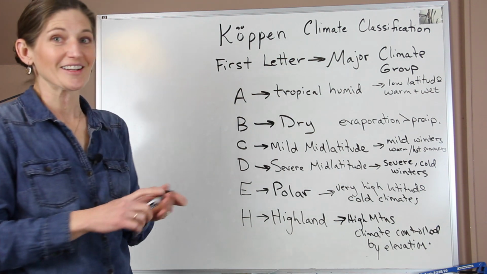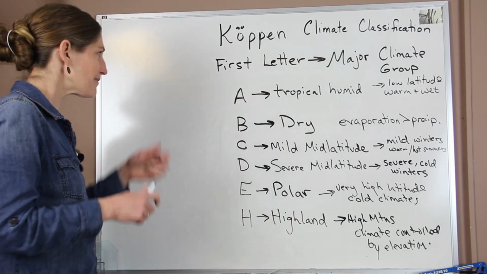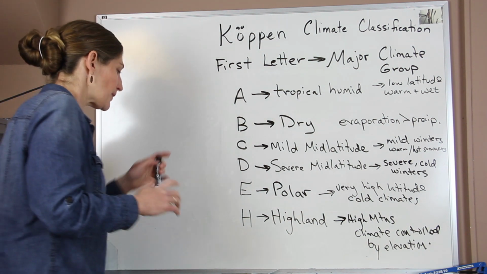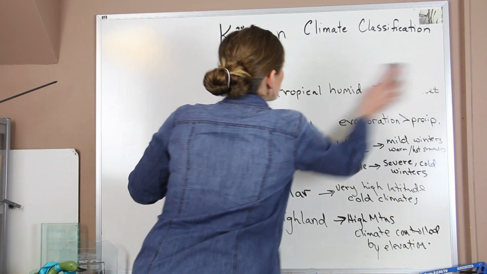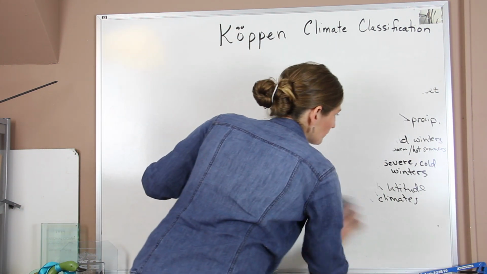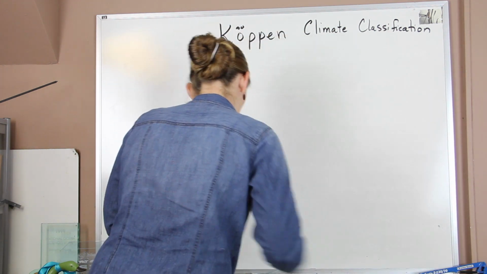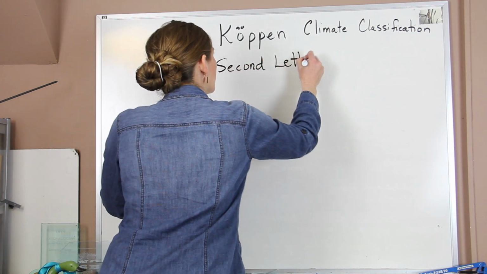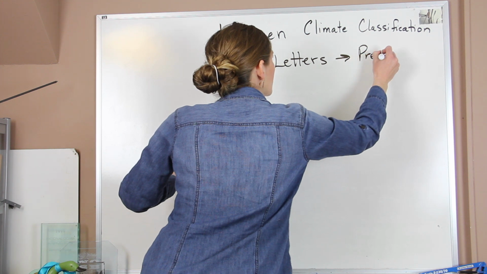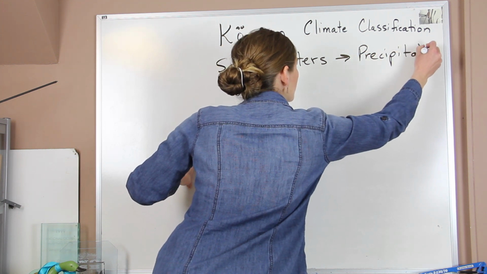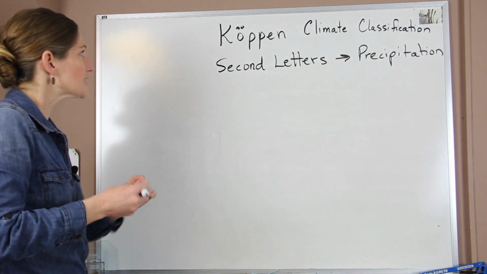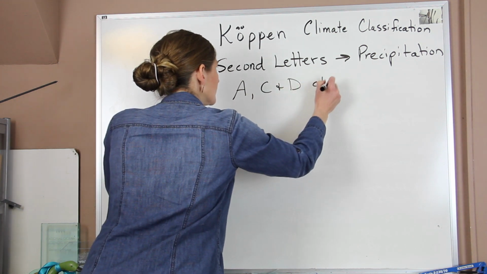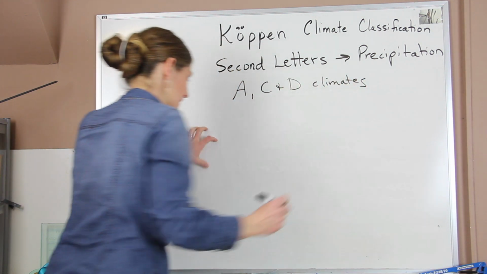All right, so now on to the second letter. Some of the climate zones you'll find have 2 letters and some can have up to 3 letters to help you figure out what they are. The second letter tells us about precipitation. Okay, so second letters. When we look at these precipitation patterns for the A, C, and D climates, you might see the following letters.